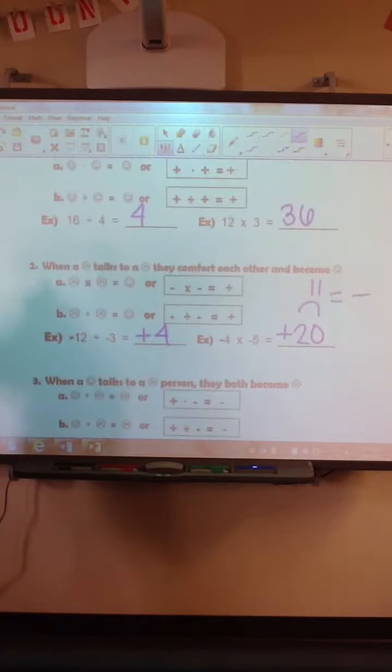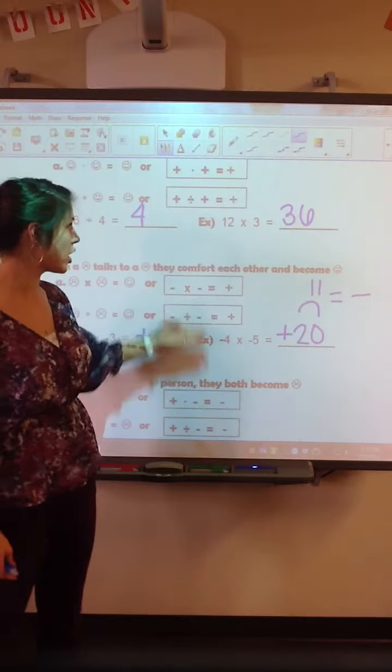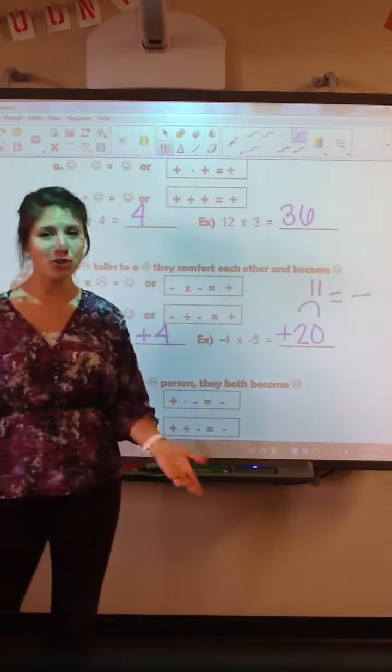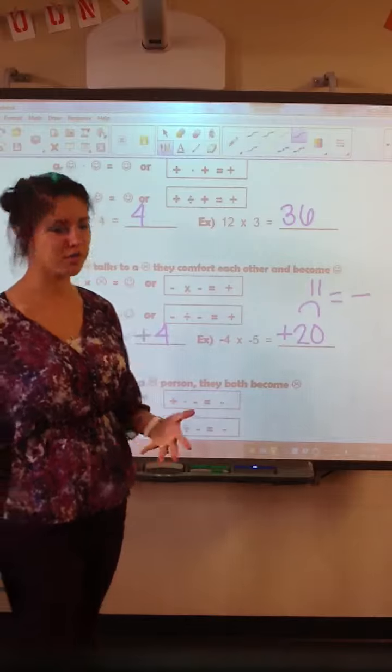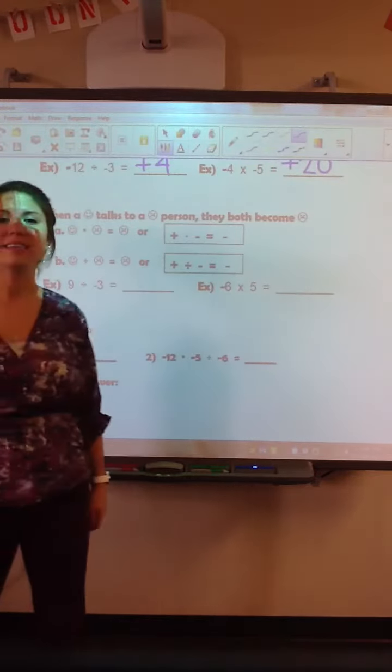So when the signs are both positive, they're going to end up positive. When the signs are both negative, they're going to also end up positive. So there's only one way you can get a negative. Hopefully you see that coming up. When the signs are different.